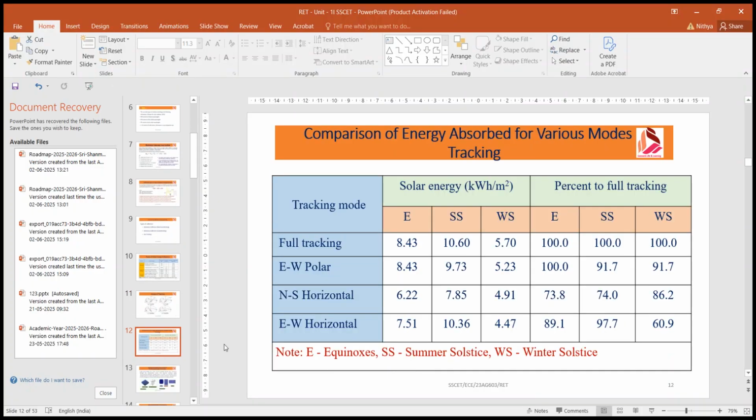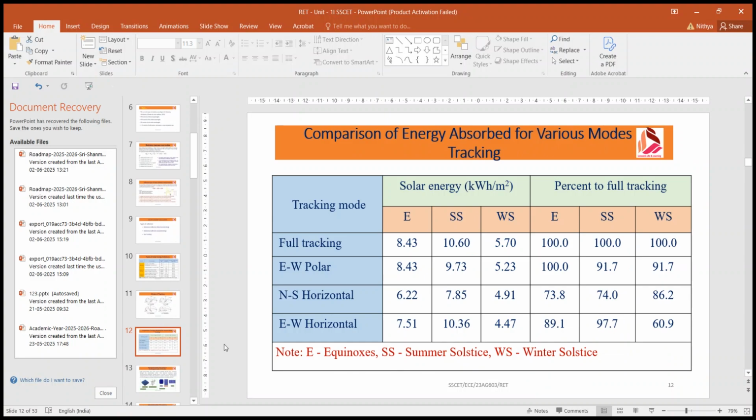So in these cases, there are different comparisons of energy absorbed for the various modes of tracking. One is the full tracking system, another one is the east-west polar system, another one is the north-south horizontal axis, another one is the east-west horizontal axis. So the solar energies and the percentage of full tracking systems, how much energy is developed, are shown in the table.